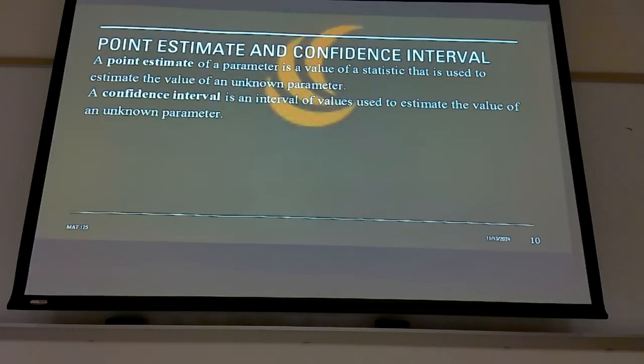A confidence interval is an interval of values used to estimate the value of an unknown parameter. So we can never say for certain, make a certain conclusion about a population from a sample, no matter how large the sample is. But we can determine a range that the parameter is going to be in. That's your confidence interval.